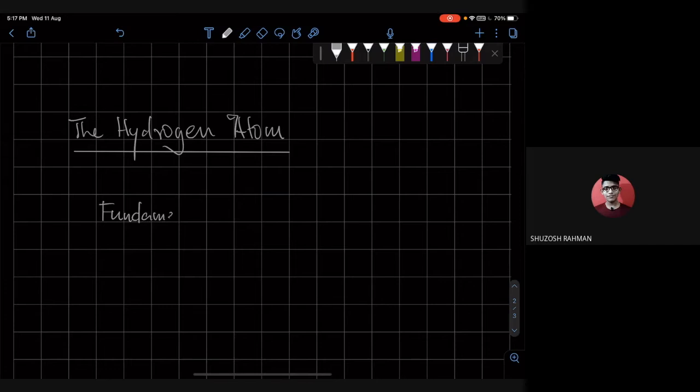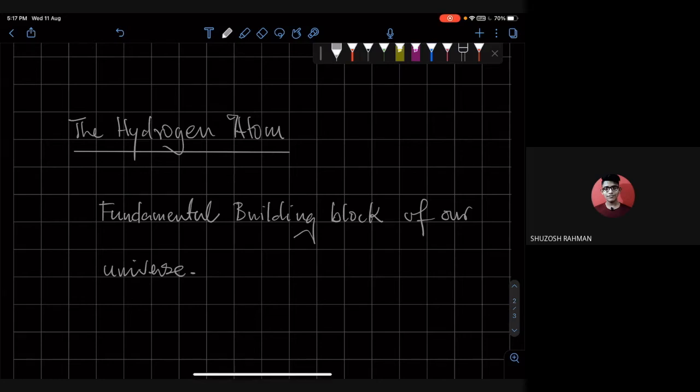It's a fundamental building block of our universe, right? The initial state of the universe was nothing but a plasma of protons and electrons. And when it cooled down enough, they recombined into neutral hydrogen atoms mostly, or molecules of hydrogen.